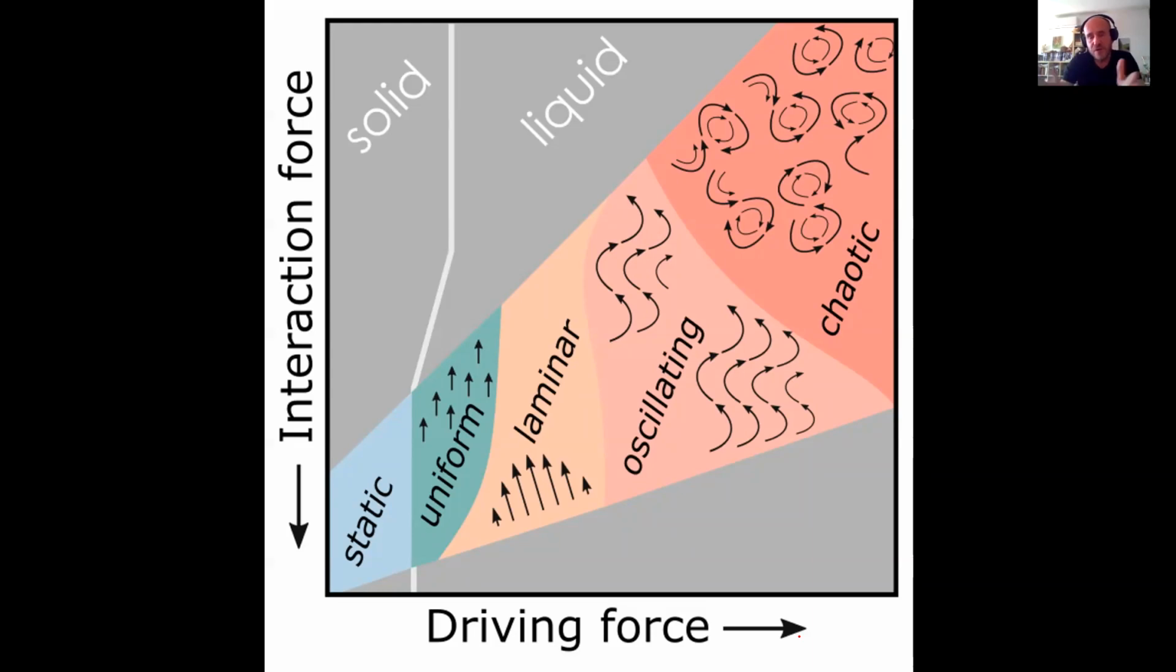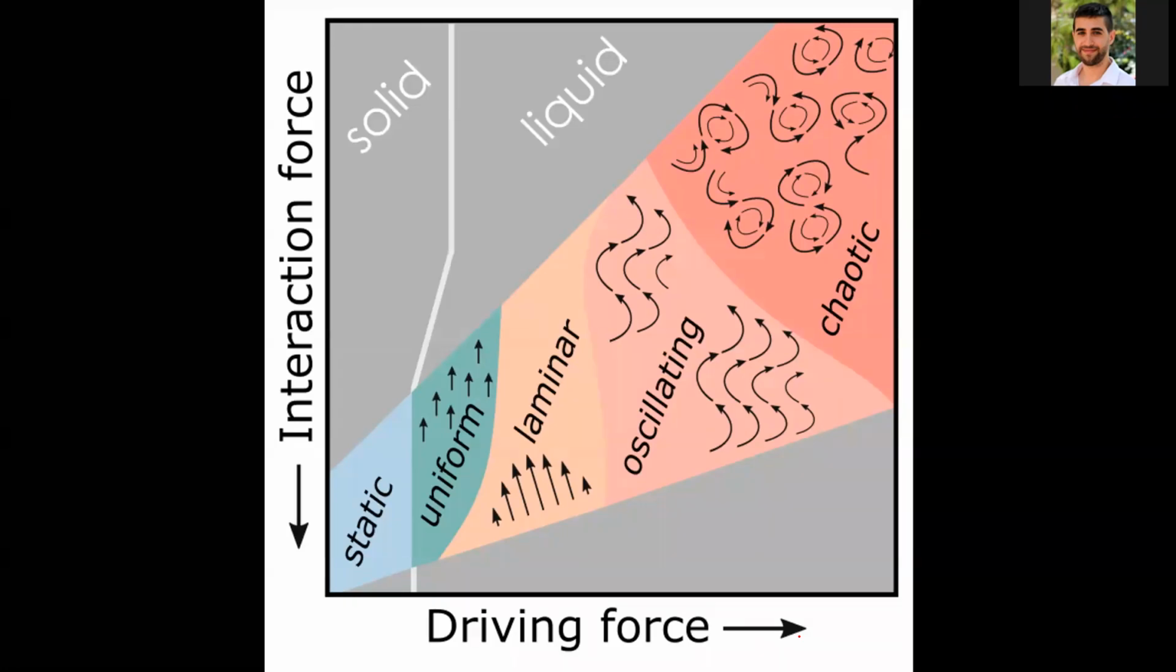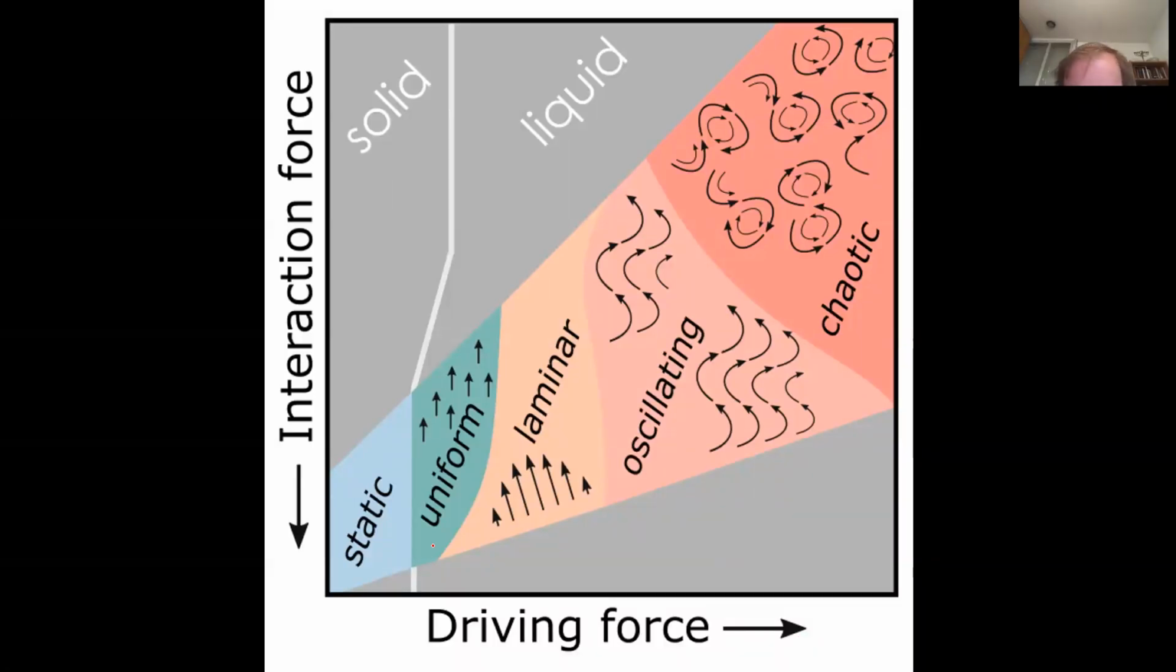Of course, if the driving force is very low, interactions are very strong, and so you will be in a static situation where nothing moves. So it's solid-like behavior. But then you increase the active force. There is some noise in the background, so everyone should mute. You can go away from uniform flows up to the chaotic flows.